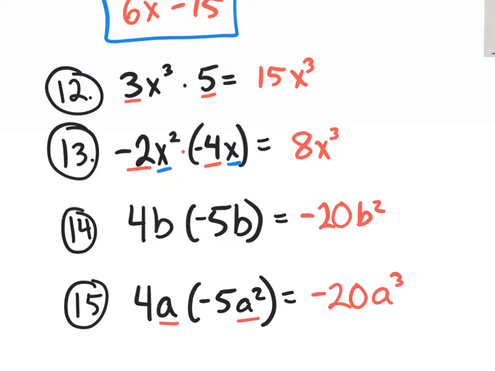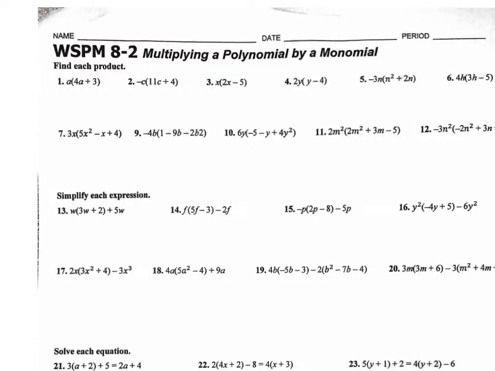Okay, so I think with these problems we'll be able to distribute a monomial into a polynomial on this assignment that we're doing today. So here is WSPM 8.2, multiplying a polynomial by a monomial. And if you're watching this for the first time in class, please make sure you pause this video and get the papers passed out to you, and that way you could follow along. So here we go.